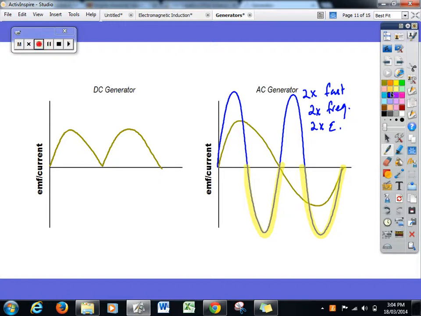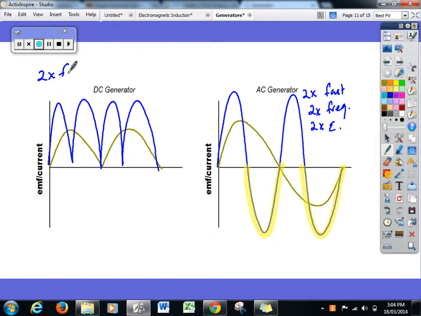Okay. If I was to turn my DC generator twice as fast, rather than having 2 humps, I'd have 4 humps with twice as much EMF. So you'll get 1, 2, 3, 4. So this is 2 times as fast. I get 2 times the EMF, and I also get 2 times the frequency. And once again, why it doesn't go down the bottom is the commutator is reversing the current as it comes out of the coil.